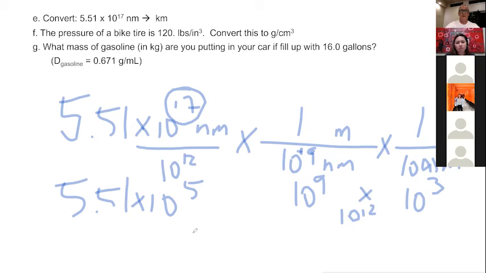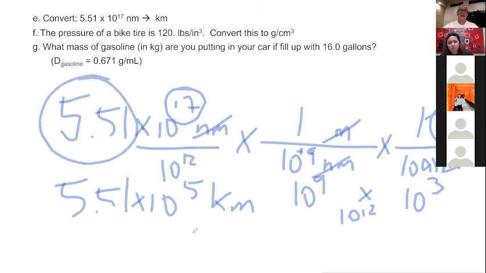And then the unit: nanometers are gone, meters are gone, kilometers are left. And this number stays exactly the same. You don't do anything. The significant digits don't change at all. The only thing we're changing is the factor of 10. That's it. That's all we're doing. So you don't need to worry about the factor. It's just the exponent that changes.